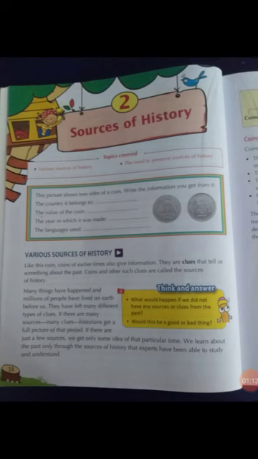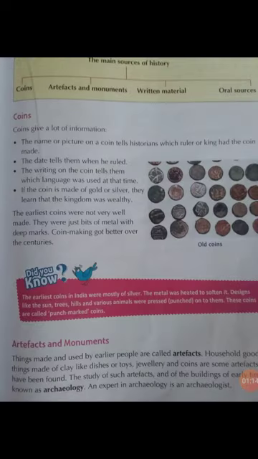Now we'll go to the next page. What do we see here? What are the main sources of history? What are they? Coins, number 1. Number 2, artifacts and monuments. Number 3, written material. Number 4, oral sources.